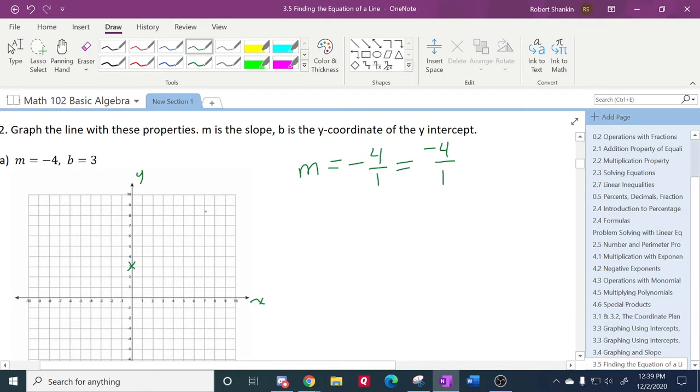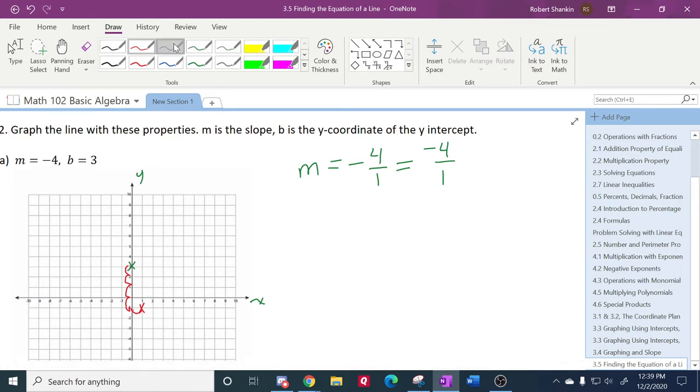If I put it with the top number, then from this point I'm going to rise negative 4. Rising negative means go down. Go down 1, 2, 3, 4. And then run 1, ends up right here. And then I'd connect these 2 points to make a line.